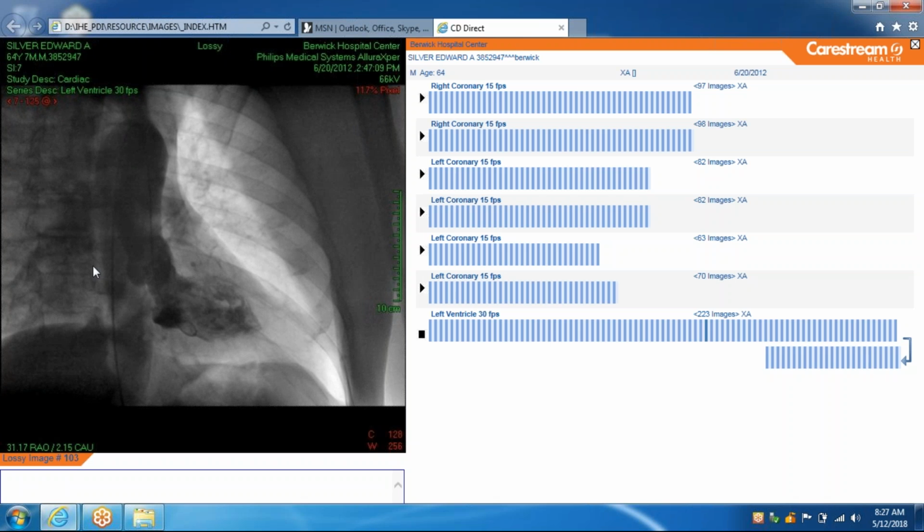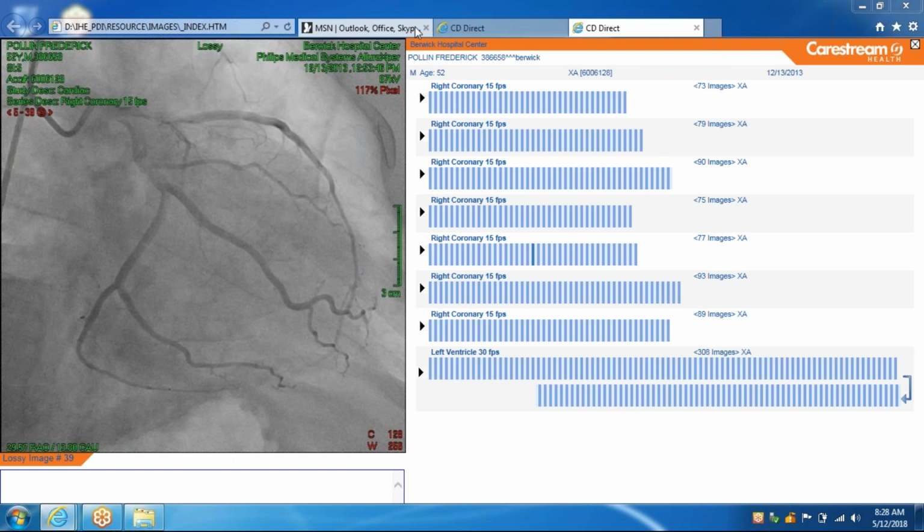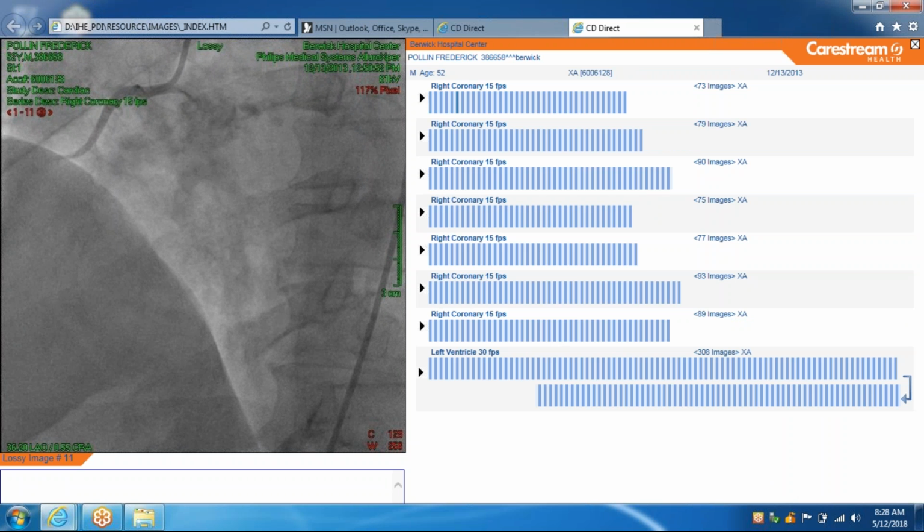Okay, so that's a normal. This is another femoral approach, and so again, whether you use the femoral or the radial approach, the idea is to get to the coronary vessels, inject your dye, and have a look at the vessel to see if there is any occlusion, any pathology in the blood vessel.